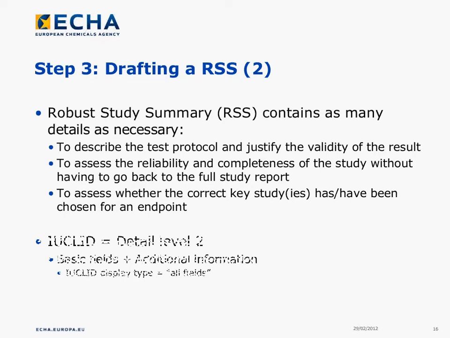In terms of reporting the robust study summary, this means the completion of detail level 2 in IUCLID. That is the completion of the basic fields plus the additional information fields.